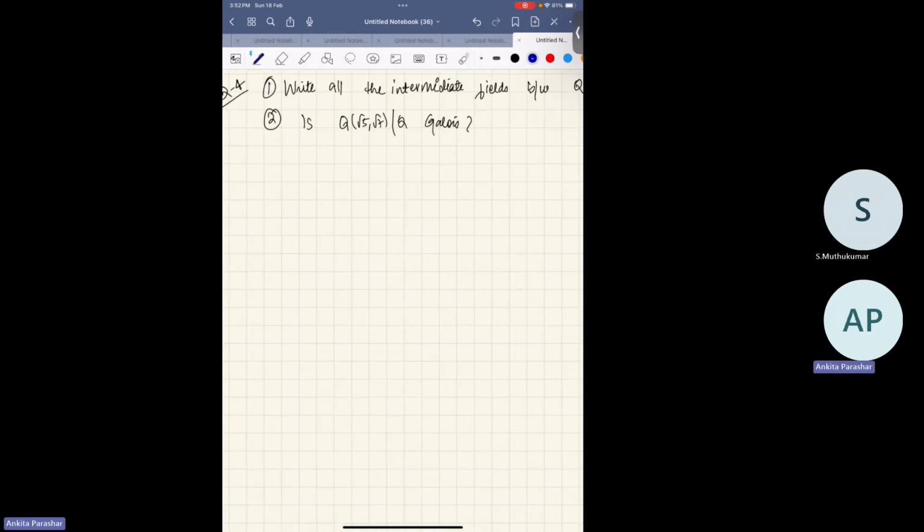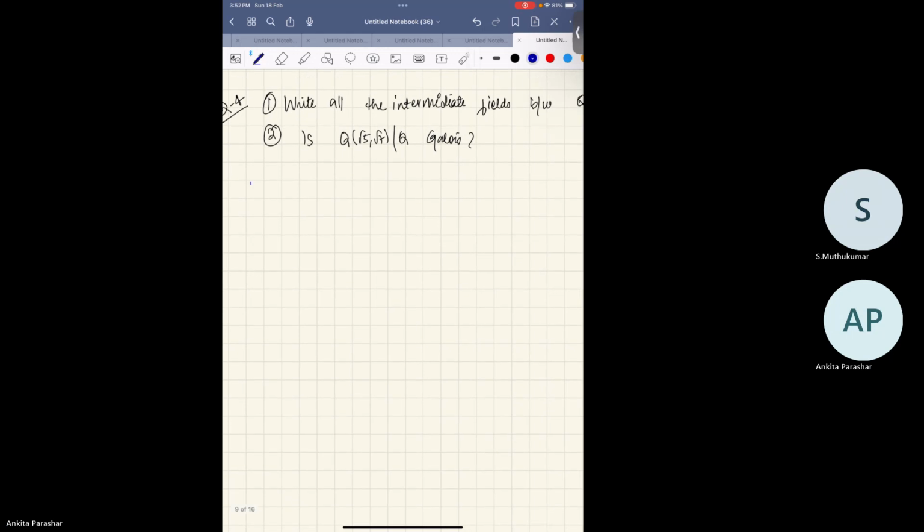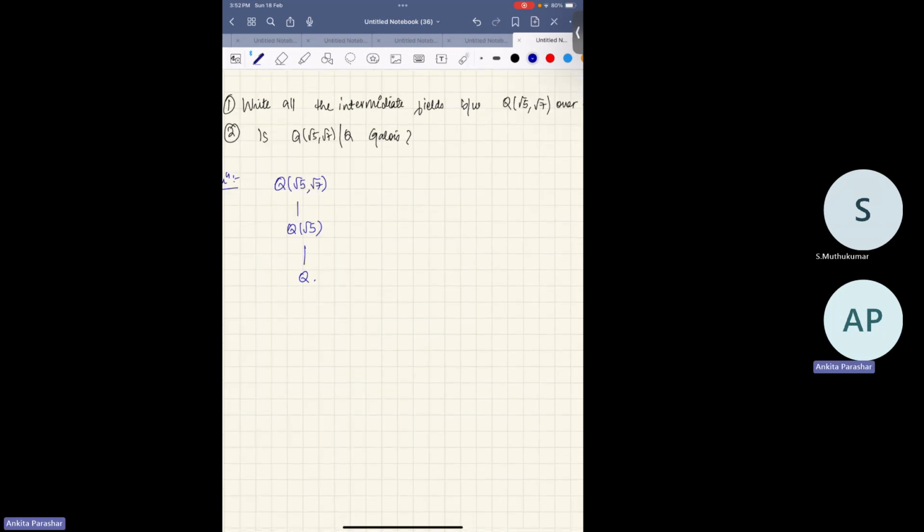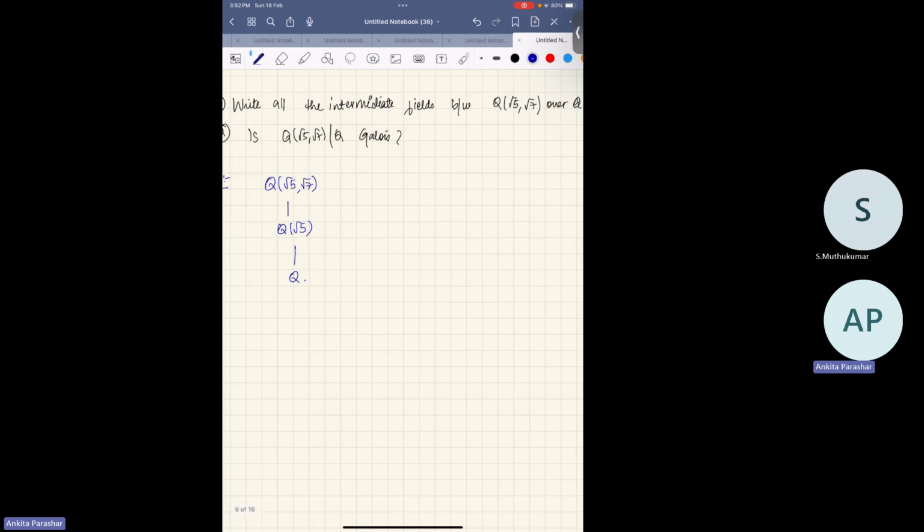All right, let me discuss this. This we have checked. The similar kind of question I think we have checked. First of all, what is the degree? And then we will look at the corresponding subgroups.